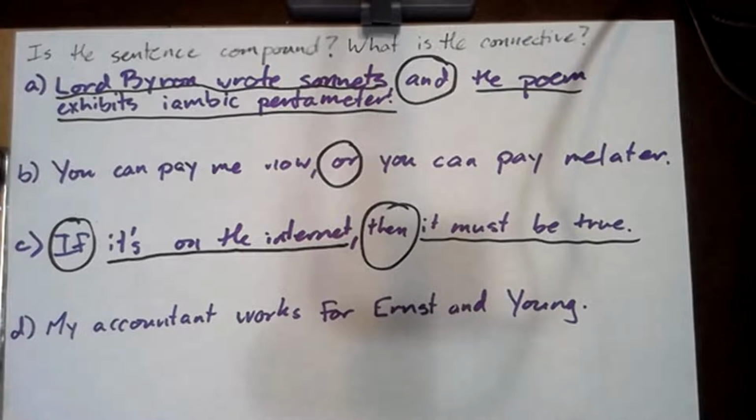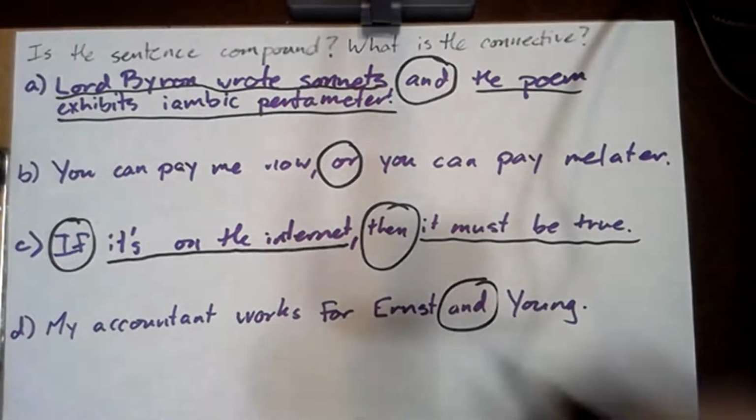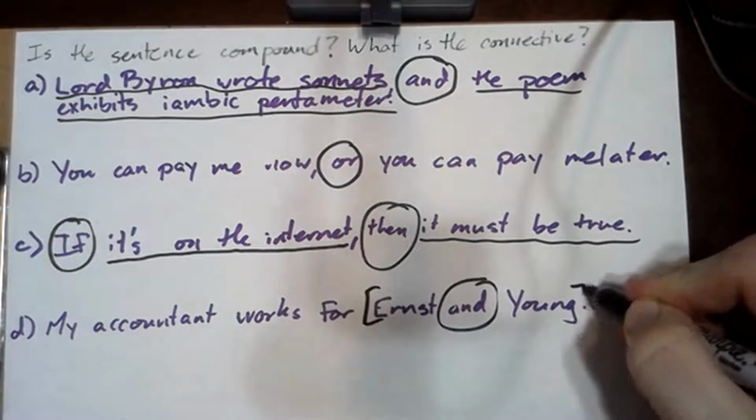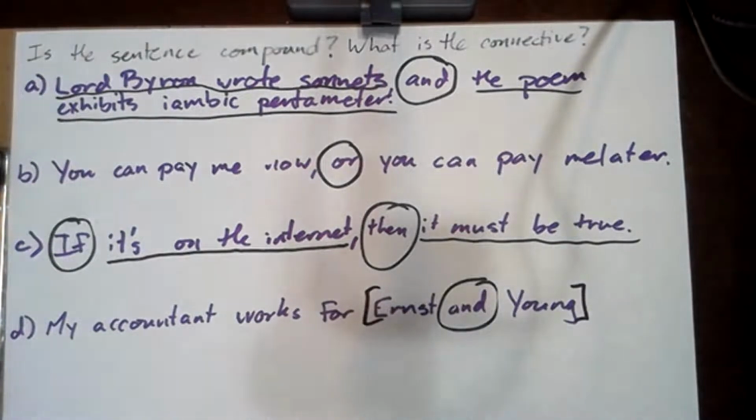Finally, we have my accountant works for Ernst & Young. This is not a compound statement. We have the and, but it's not connecting two statements. It is setting up this company, Ernst & Young. That is one company. It's part of the given statement. We'll move on to the next set of questions.